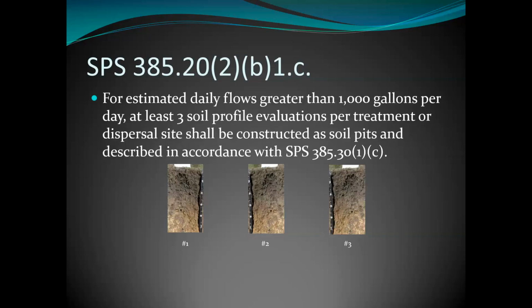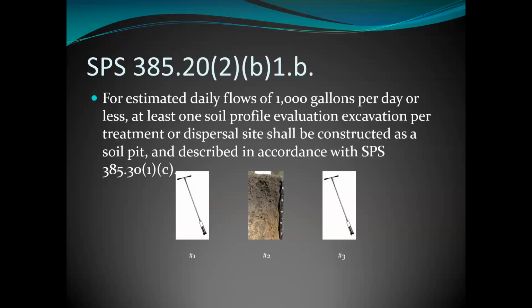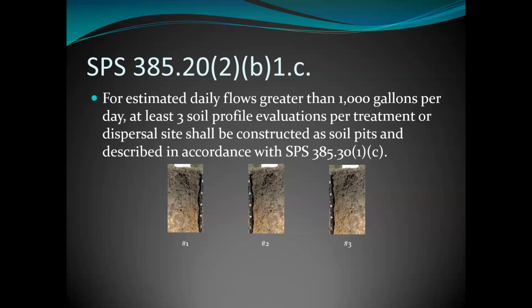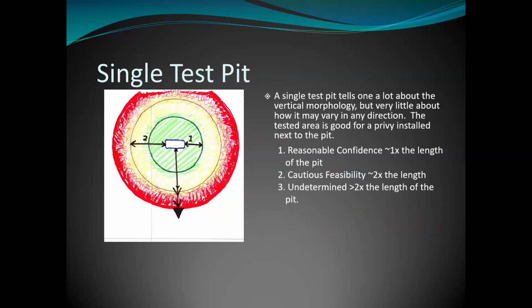So if we're greater than 1,000 gallons per day, we have to have three profiles evaluated as soil pits. So under 1,000 gallons, based on a typical 3-bedroom residence, we could do one pit, two borings. Greater than 1,000, we have to do three pits. But then again, with that variability, we have to make sure that whatever we dug matches up with what's beyond. So here's an example.